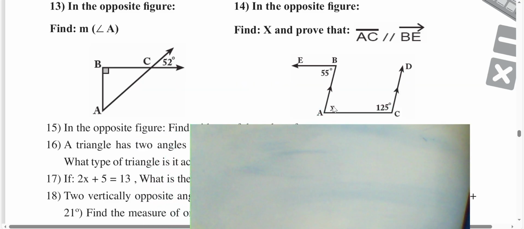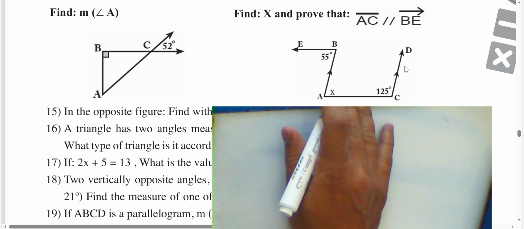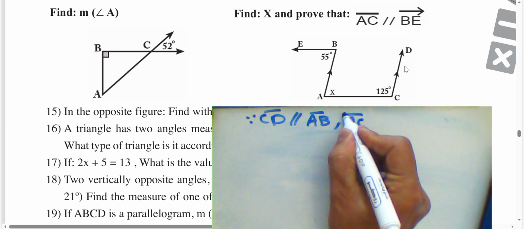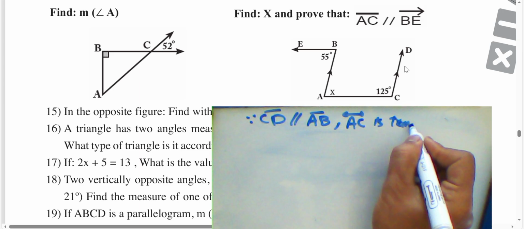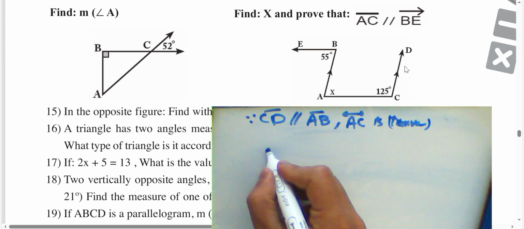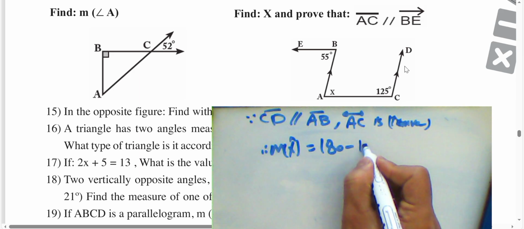Next question, number 14. Find the value of the measure of angle x here, or prove that ABC. Okay, in this example you want to prove that. Look at the steps here. We want to prove that AB is parallel to AC. First step, we have CD such that CD is parallel to AB, and AC is a transversal of them. Then the measure of angle x equals 180 subtract 125 degrees.